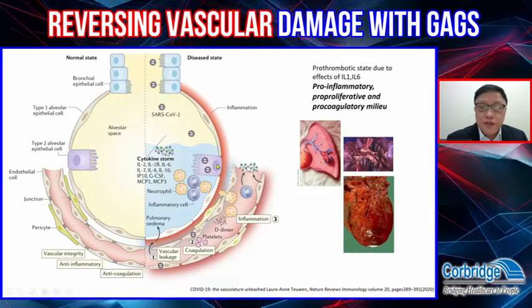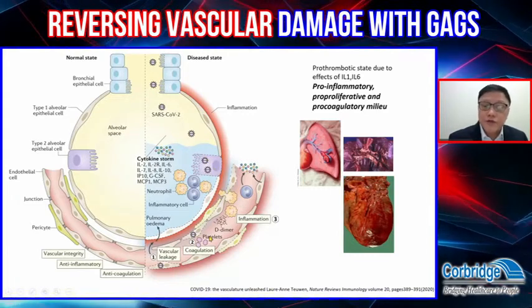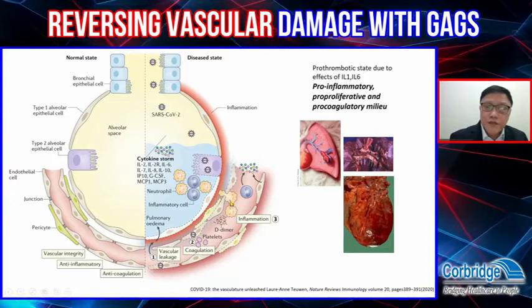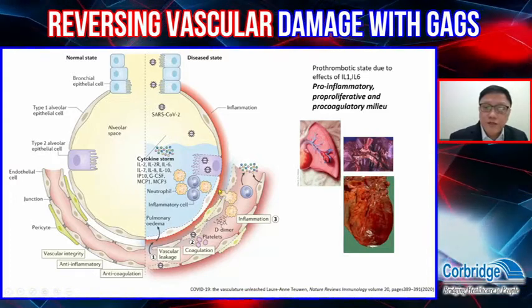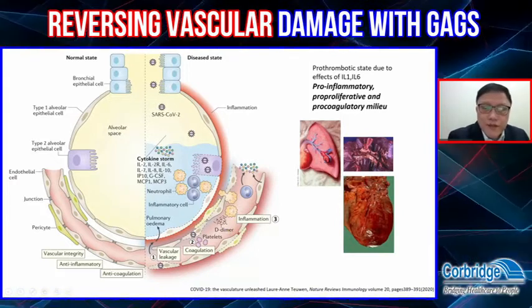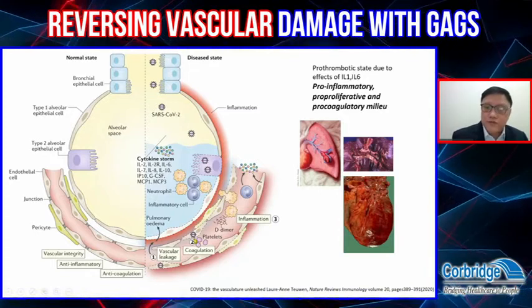SARS-CoV-2, as you can see, has a high affinity for the ACE2 receptor. And once it gets into the ACE2 receptor, it can readily penetrate the endothelial lining through this process. However, if you have a healthy glycocalyx, it will not allow it to enter.